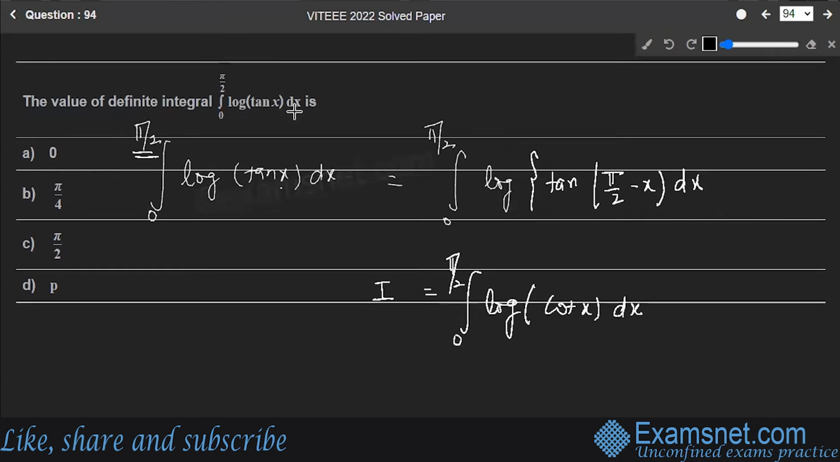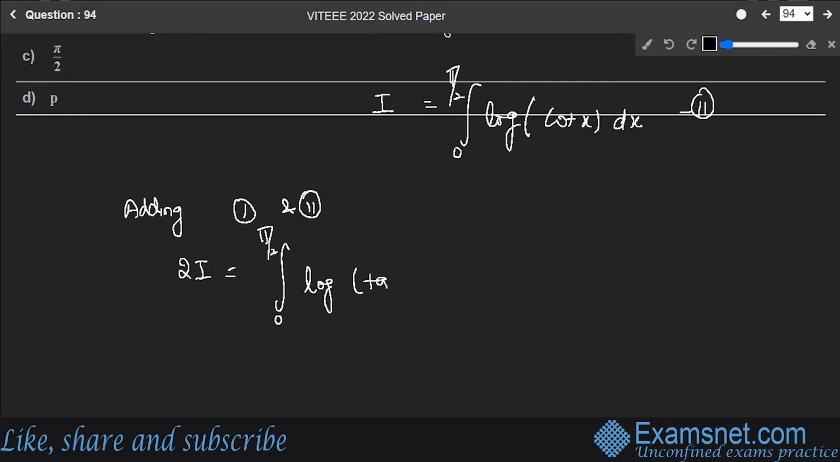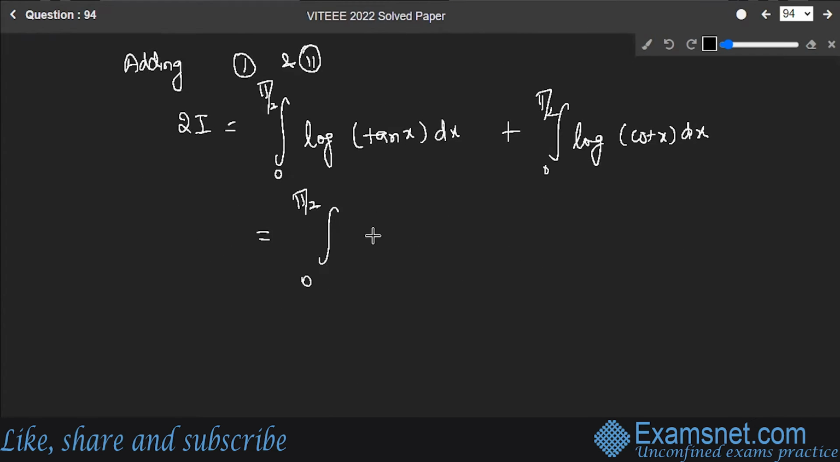So let's say this is also equal to I. Let's add this as equation 1 and this as equation 2. Adding 1 and 2, you have 2I is equal to integral 0 to pi by 2 of log of tan x dx plus log of cot x dx. Okay, so I'll merge the two: log of tangent x plus log of cotangent x dx.